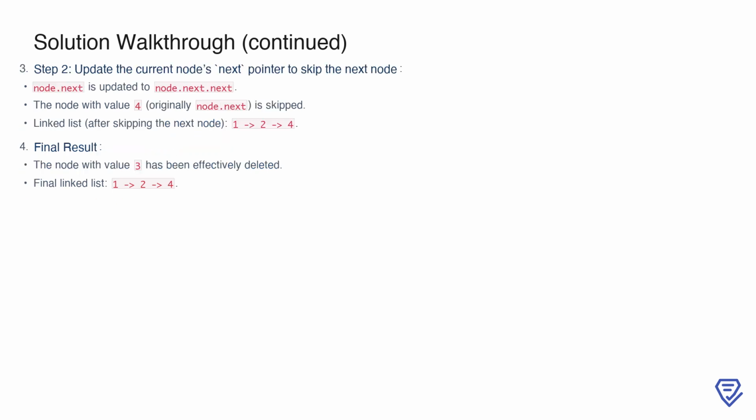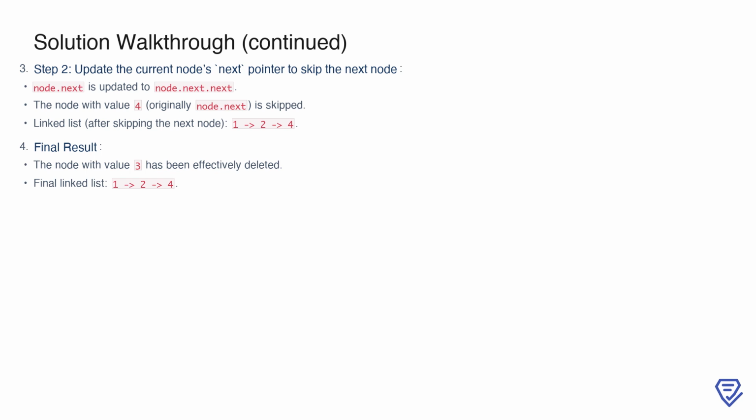Next, we update the current node's next pointer to skip over the next node. This effectively removes the second occurrence of the value 4 from the list. As a result, the updated linked list is now 1-2-4. At this point, the node with the value 3 has been successfully deleted. The final linked list is 1-2-4.